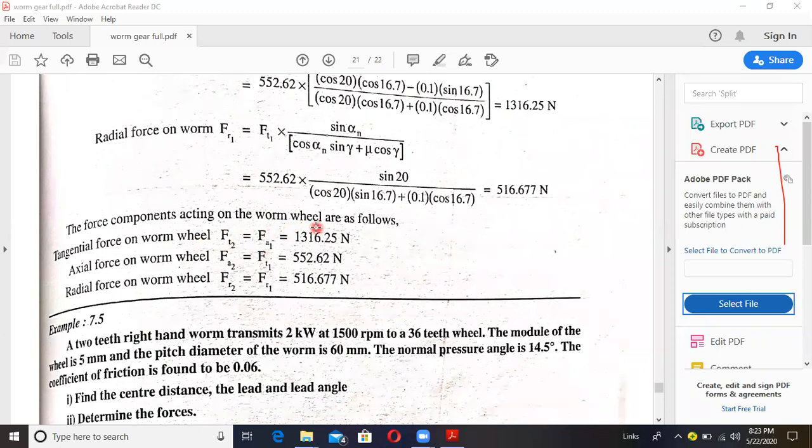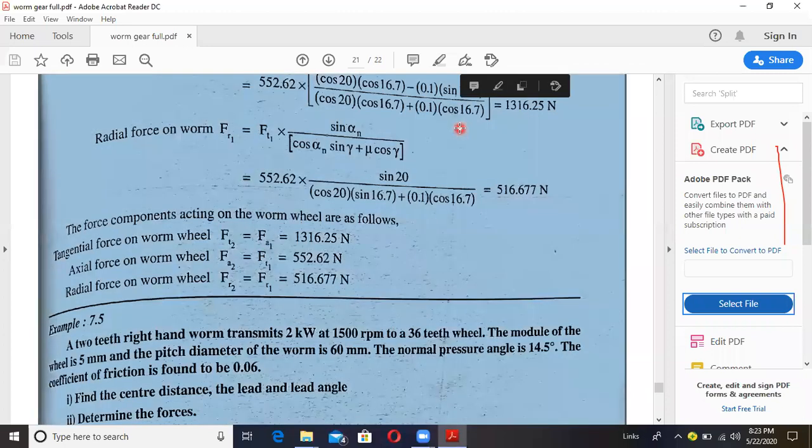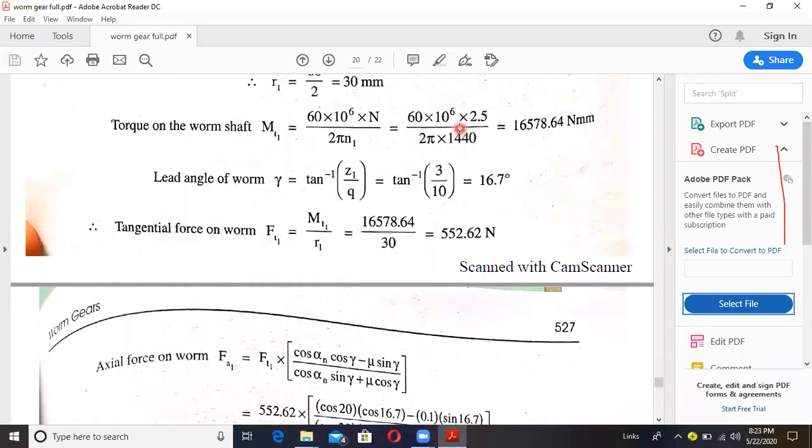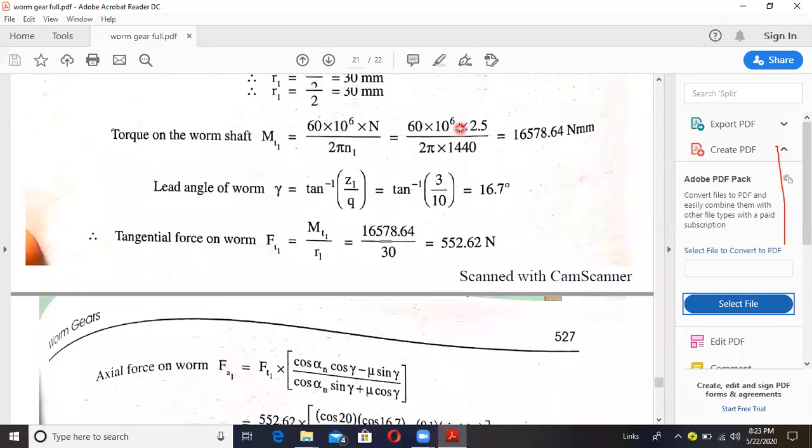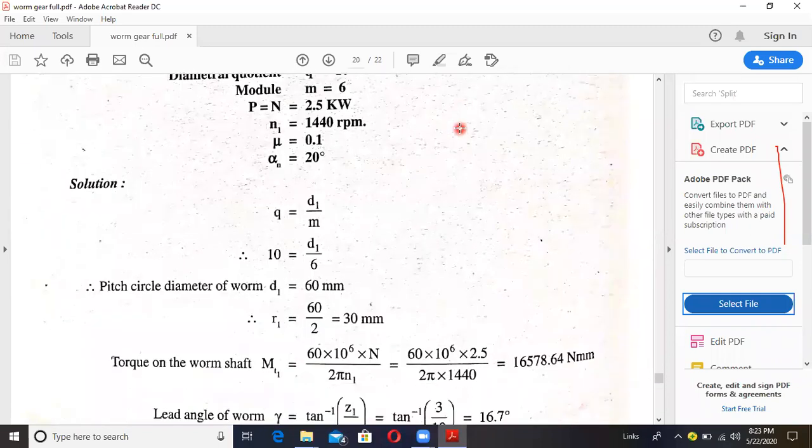These formulas you won't get in the data handbook. You have to remember the formulas. So in this way, we calculate the forces acting on the worm and the worm wheel.